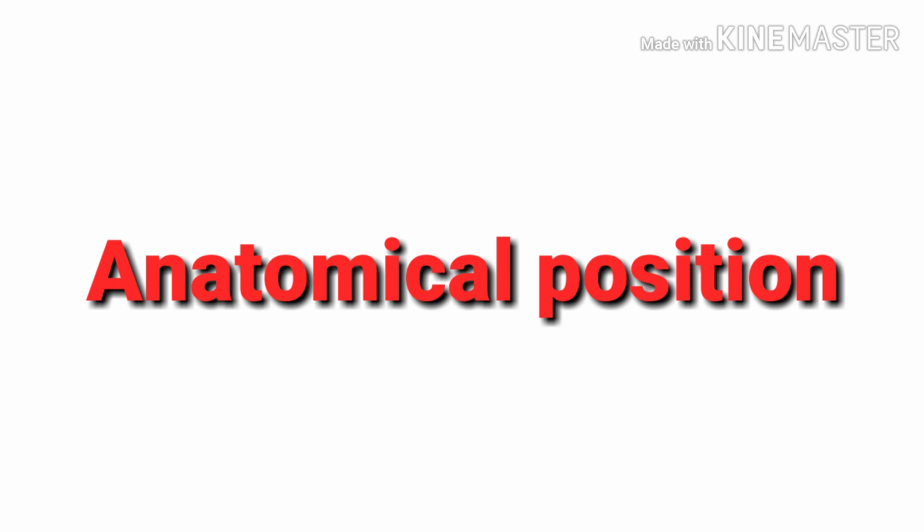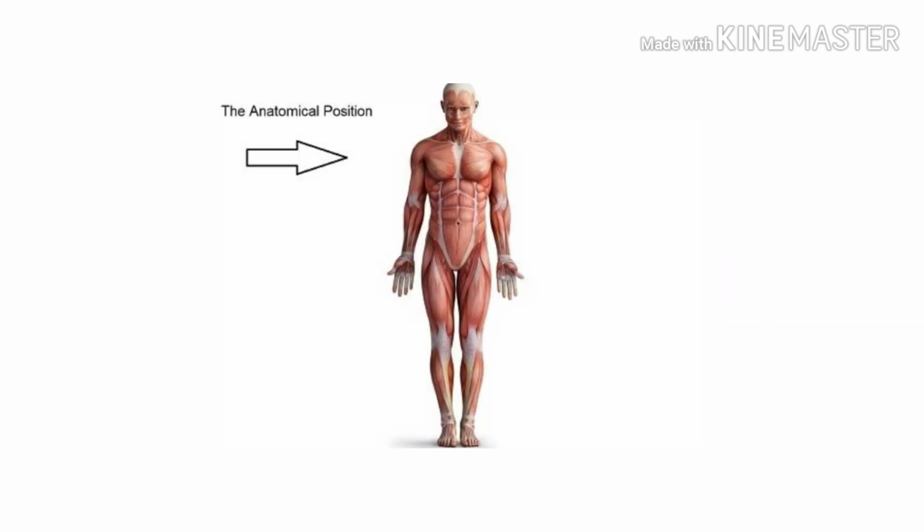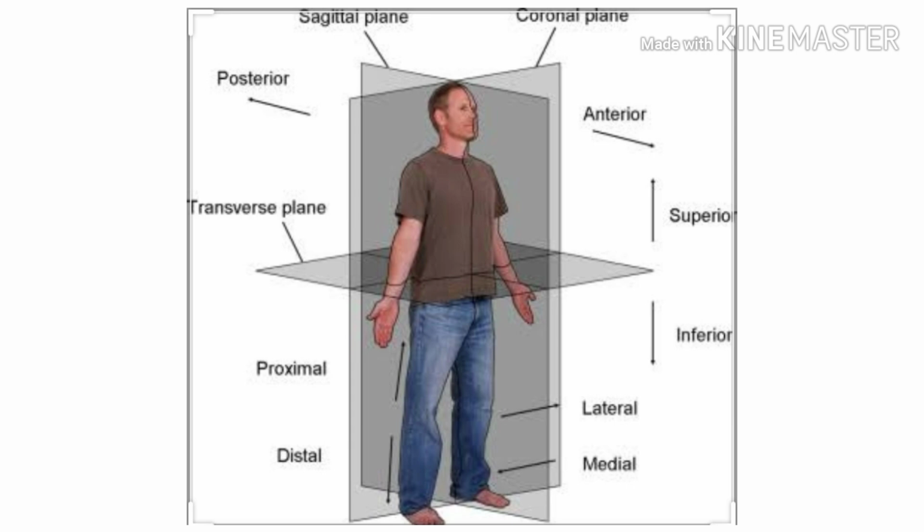Today we are discussing anatomical positions. A person in the anatomical position is standing erect or lying supine with the head, eyes and toes directed forward, the upper limbs by the sides with the palms facing anteriorly.